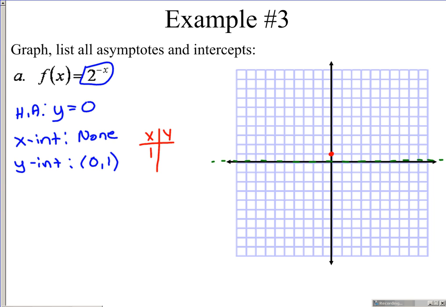I put in 1 for x, we get 2 to the negative first power. 2 to the -1 is 1/2. Put in -1, we are going to get out 2. Put in -2, and we're going to get out 4.